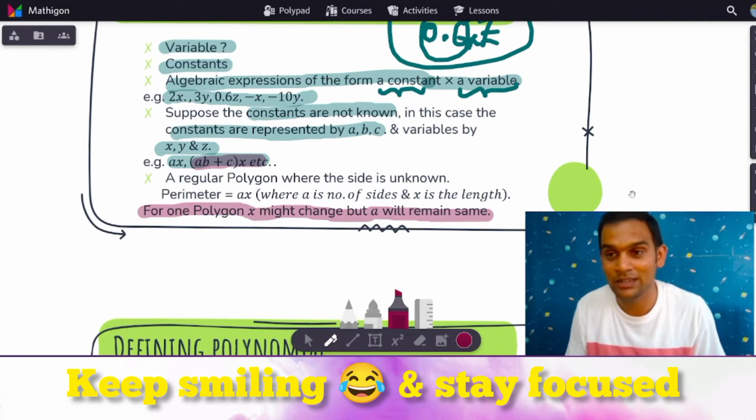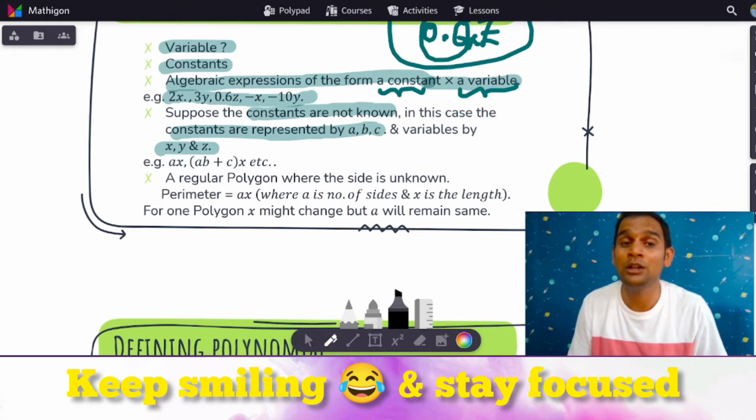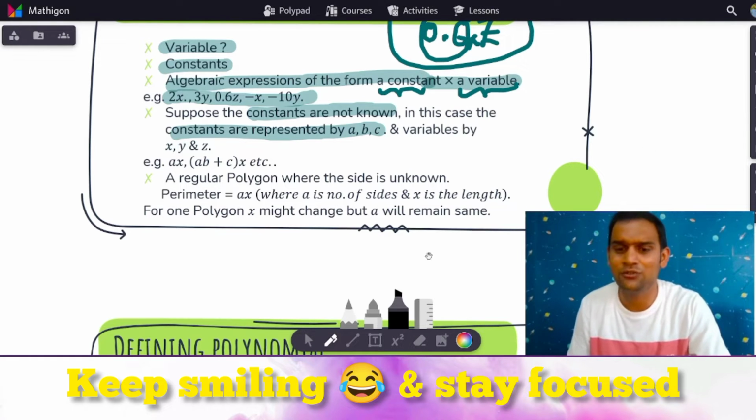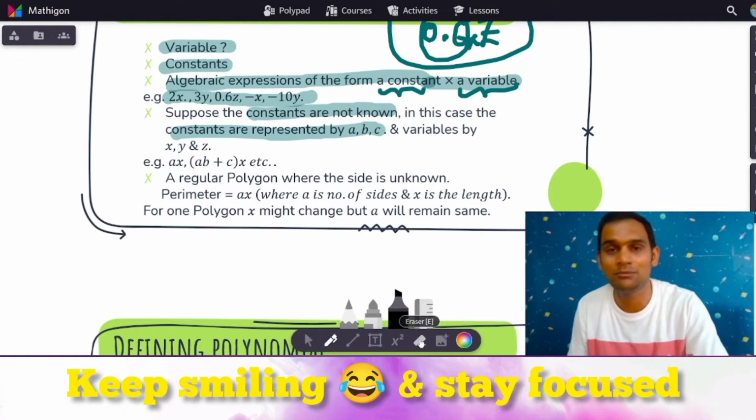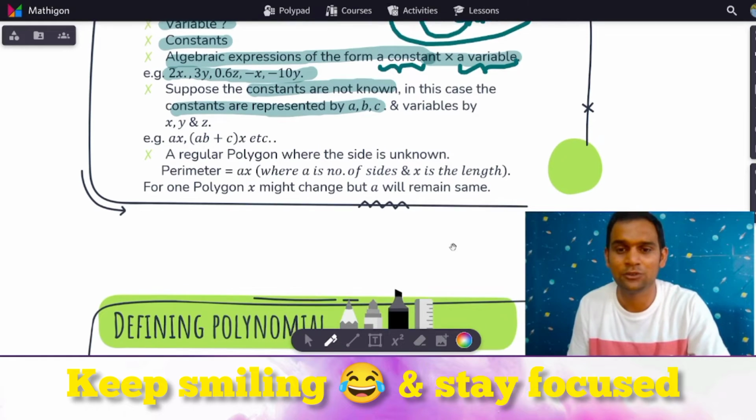So I hope that makes sense: when do we take constants, the fixed values, also as variables, that is A, B, C. I hope that is very clear. Now this is very important when it comes to this chapter. I took a little extra time to explain this because this is a new concept. We have never dealt with it, so that's why I explained it.